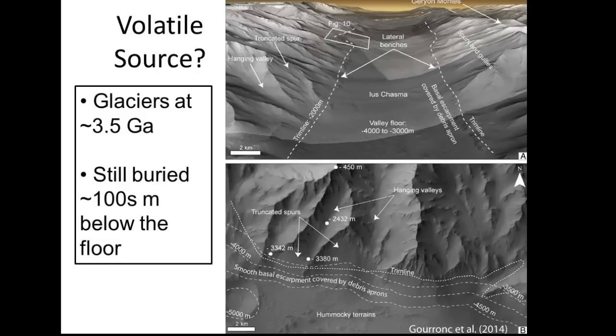Another more recent paper just came out this year saying that instead of these benches being shorelines, they're actually trim lines where the glacier cut through these spurs from Valles Marineris. These glaciers were, again, about 3.5 billion years old, and they believe these glaciers are still there. They're still on the floor, very deep, like 100 meters below the surface. So there we have a source of volatiles, but how do you recharge it so quickly?